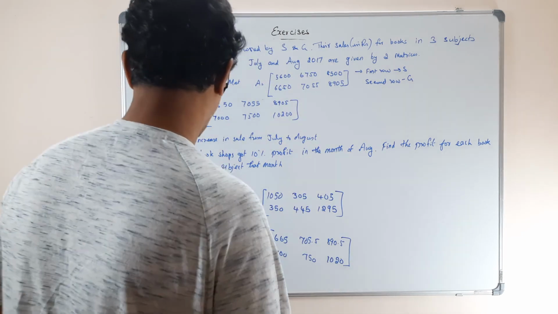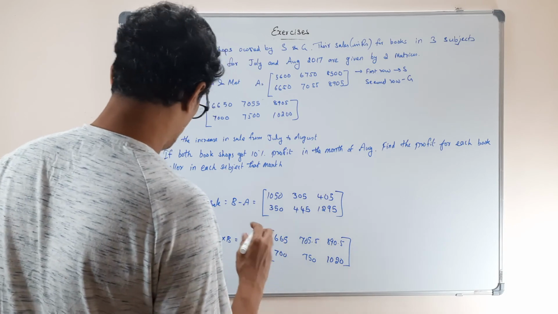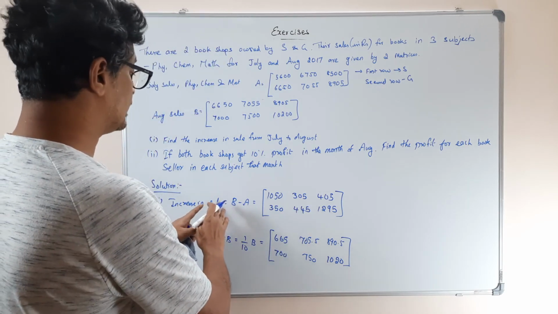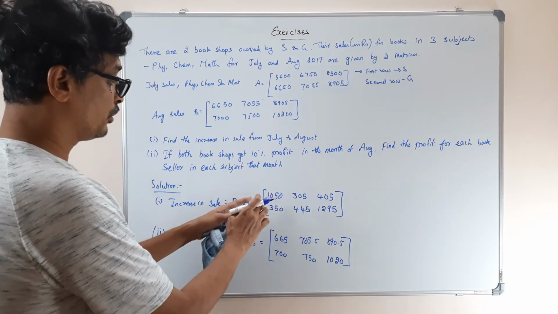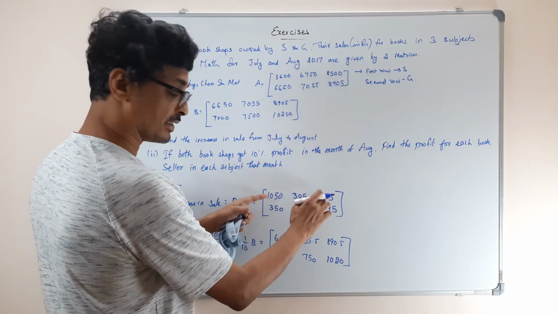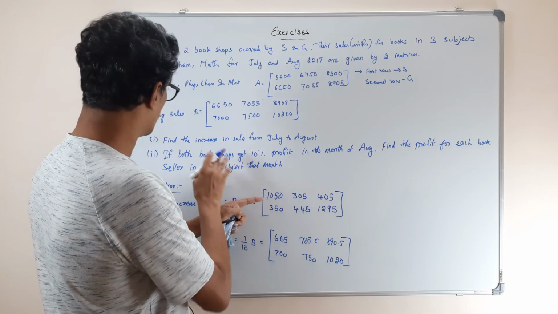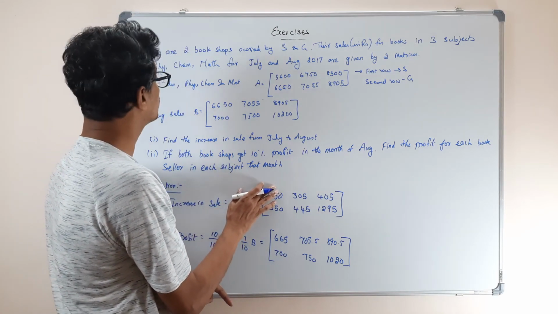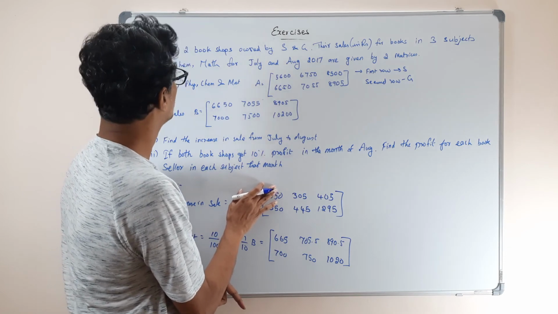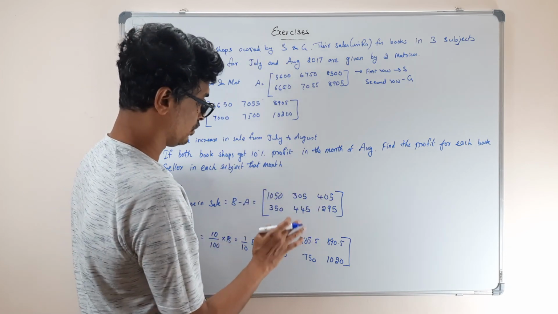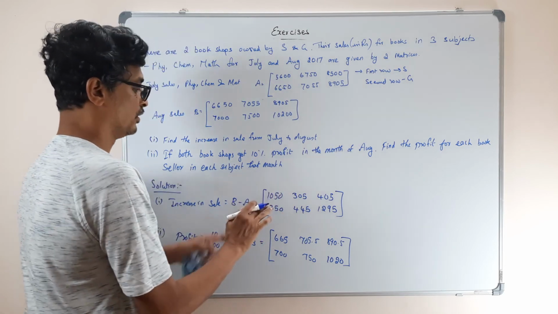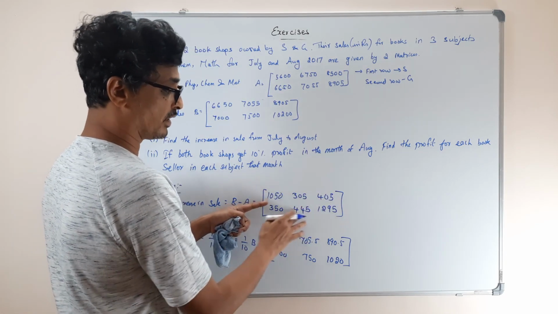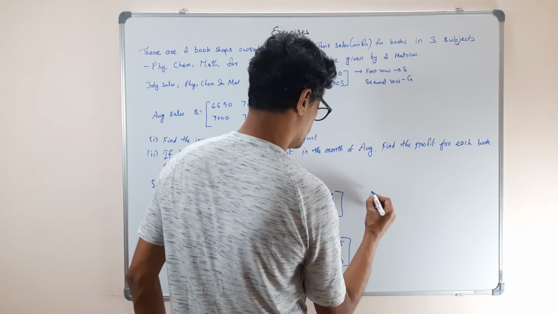If you want to find out the increase in total sales, this is the increase in sale from July to August for physics, chemistry and maths. So total sales will be the sum of all these three, correct? So that will be what?